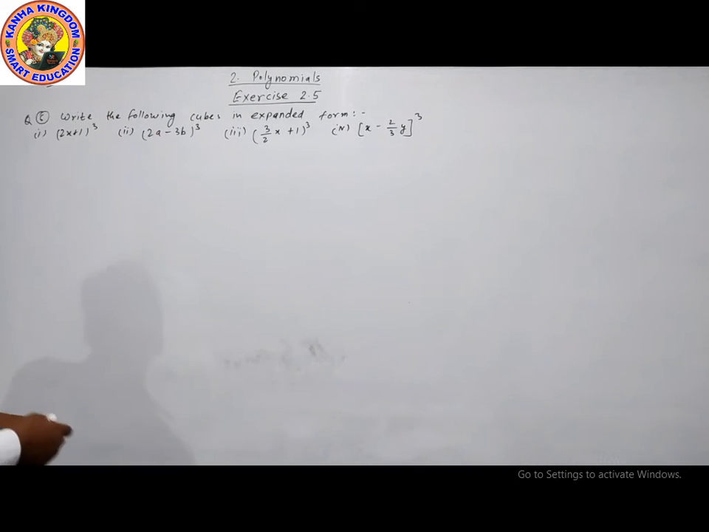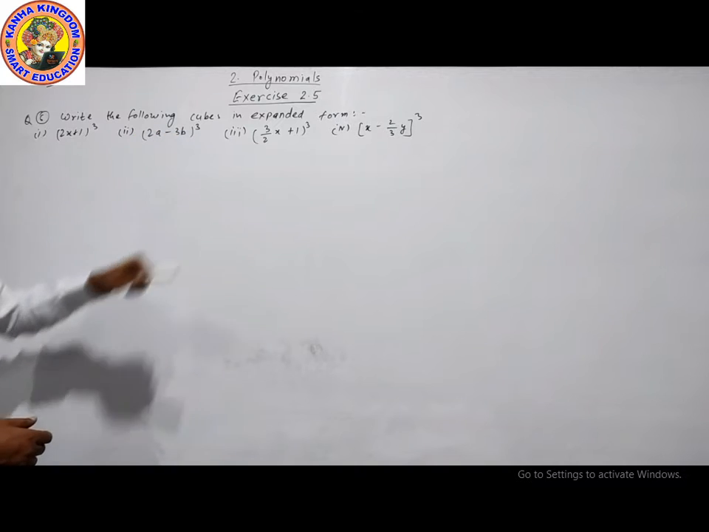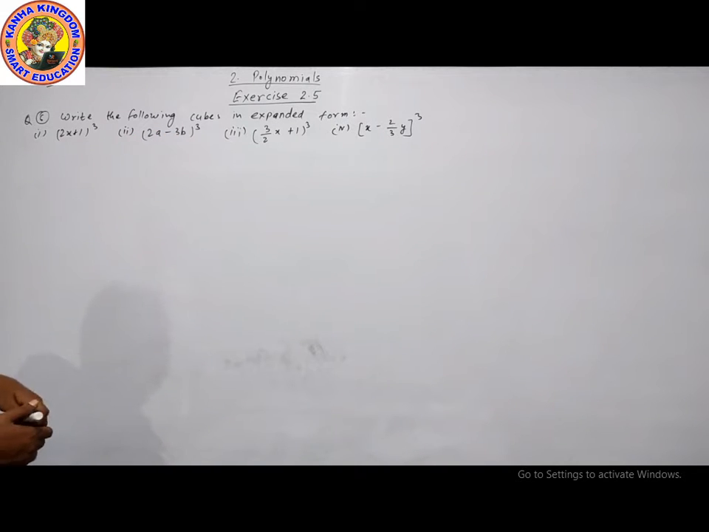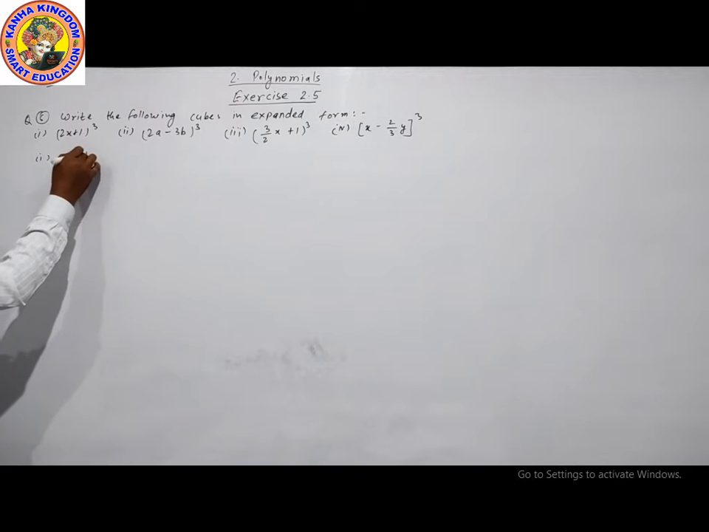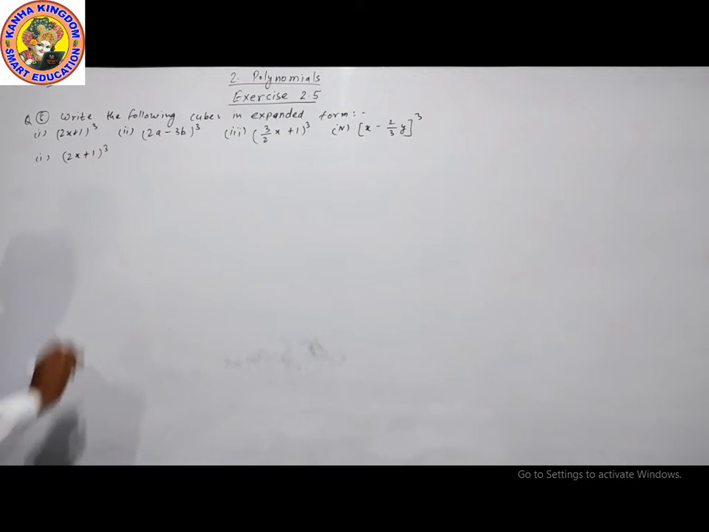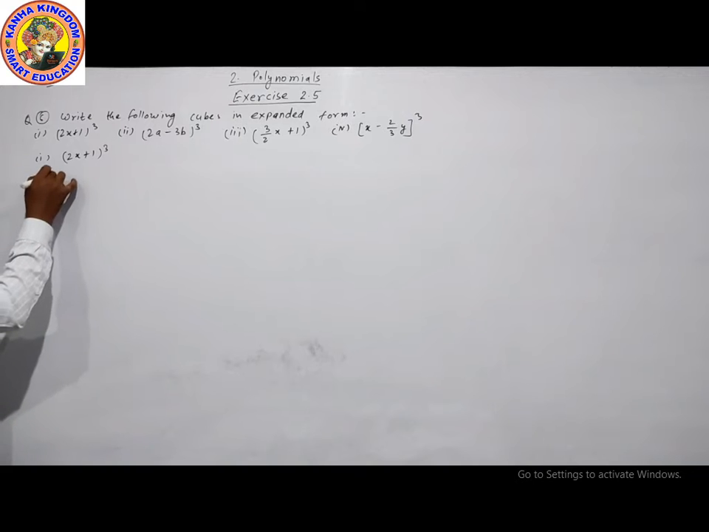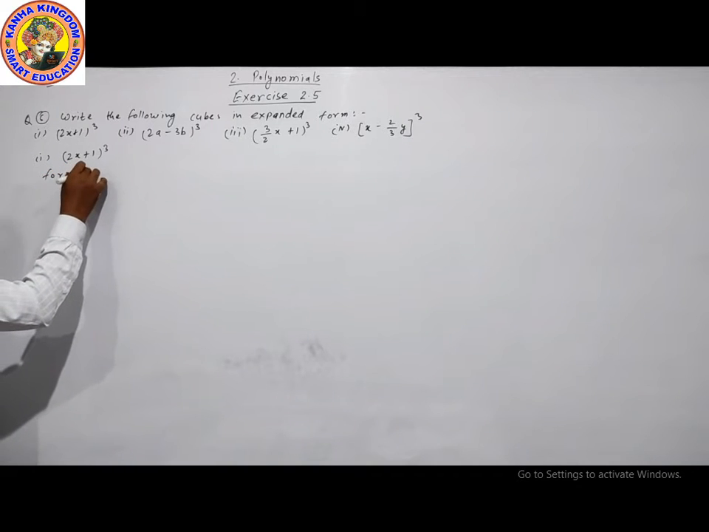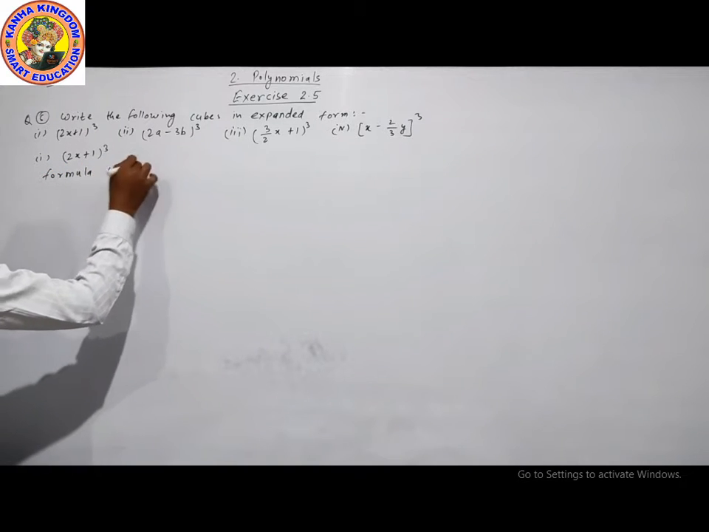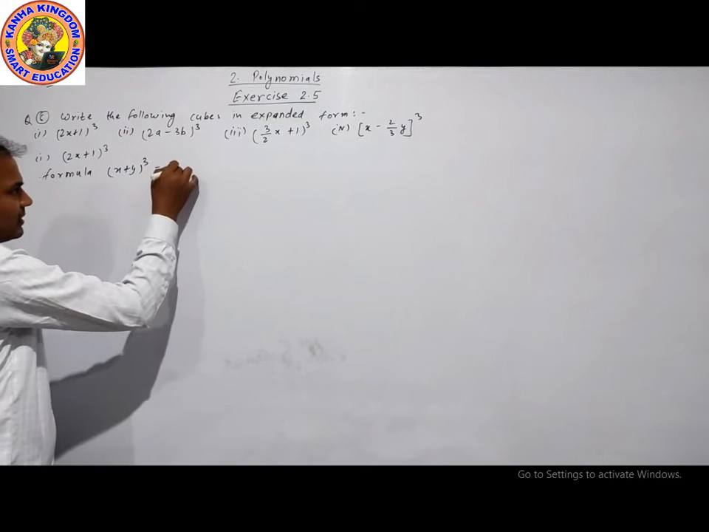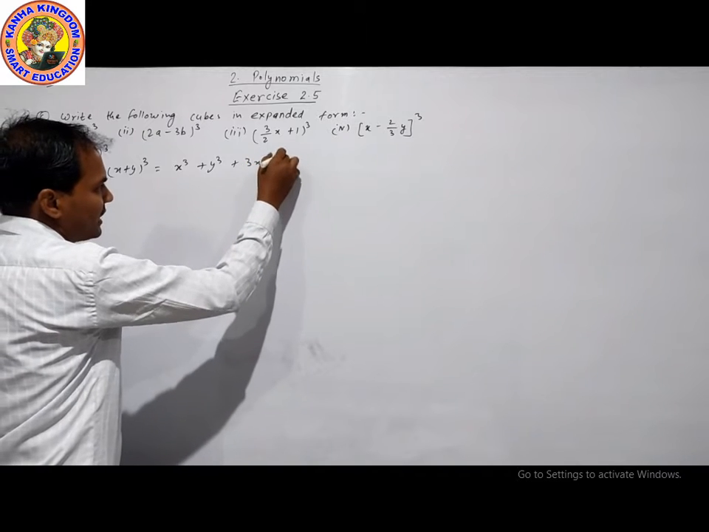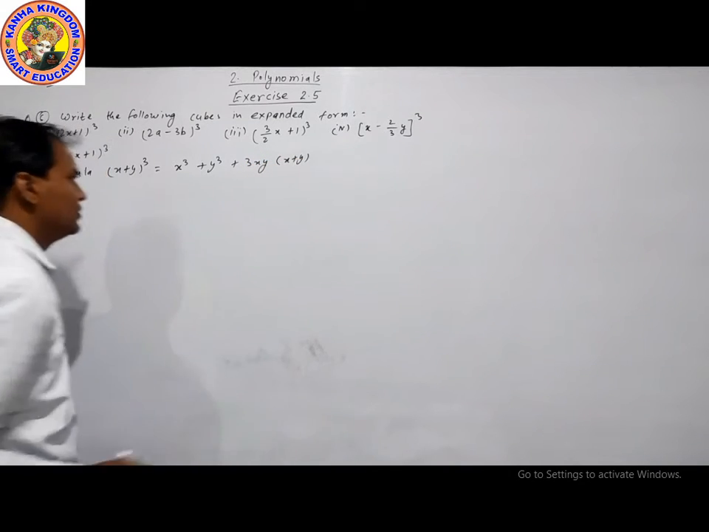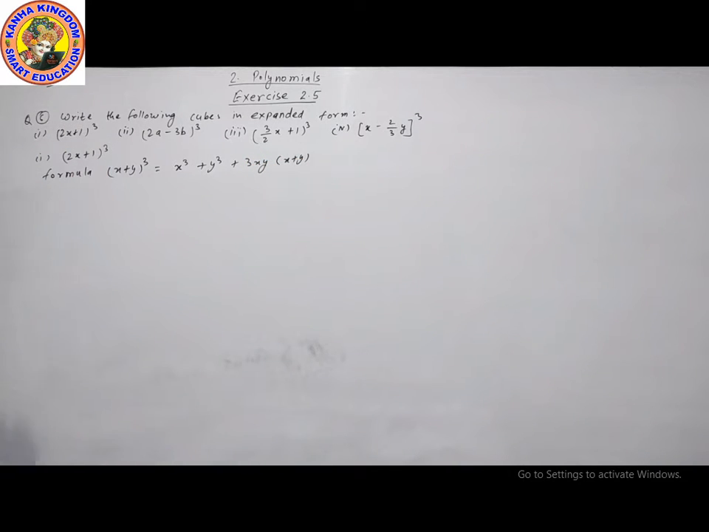Now our next question is question number 6. Write the following cubes in expanded form. The first one is (2x plus 1) cube. This is our question. Now the related formula: (x plus y) cube is x cube plus y cube plus 3xy (x plus y). This is our formula.